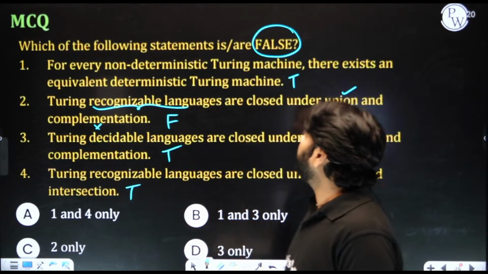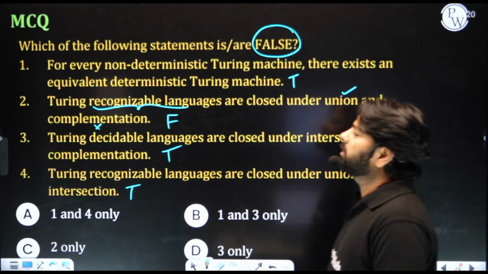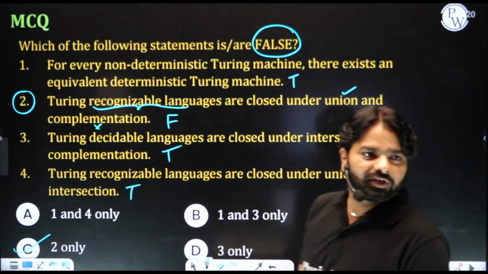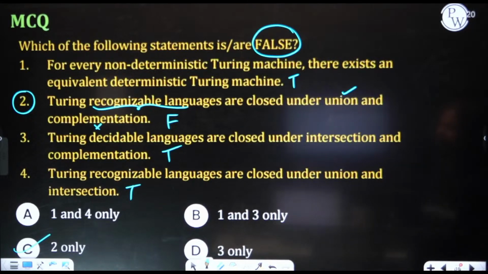So you are going to identify the false one. False is only the second statement. That is option C. Option C is false.